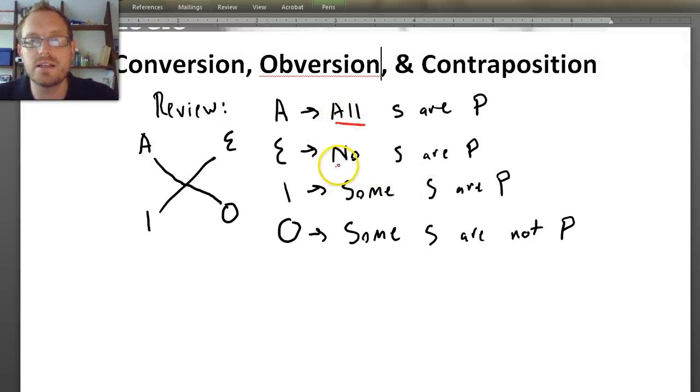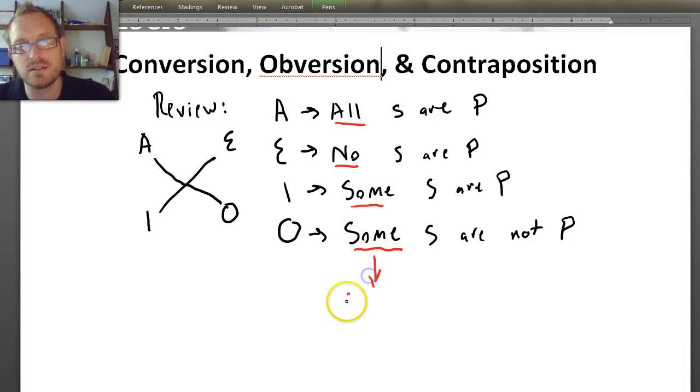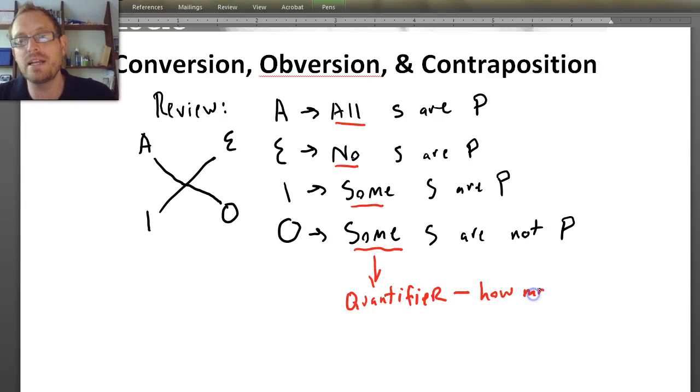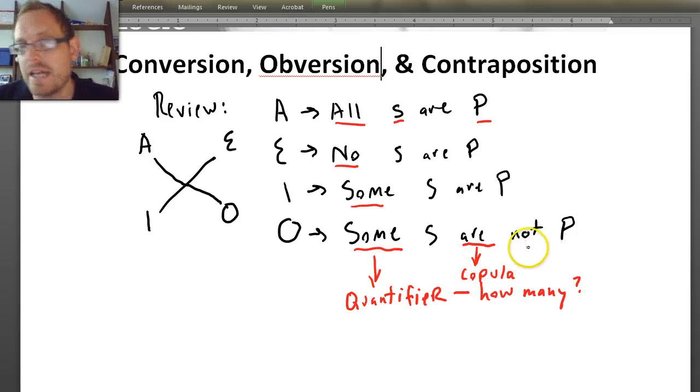Remember that this thing right here is known as the quantifier. As a quantifier, it tells you how many, right? How many of the class we're actually talking about. This, of course, is the subject and the predicate. And of course, this last thing here, this R, this is known again as the copula. Okay, and that's going to be important today, especially as I diagram these and go through them.